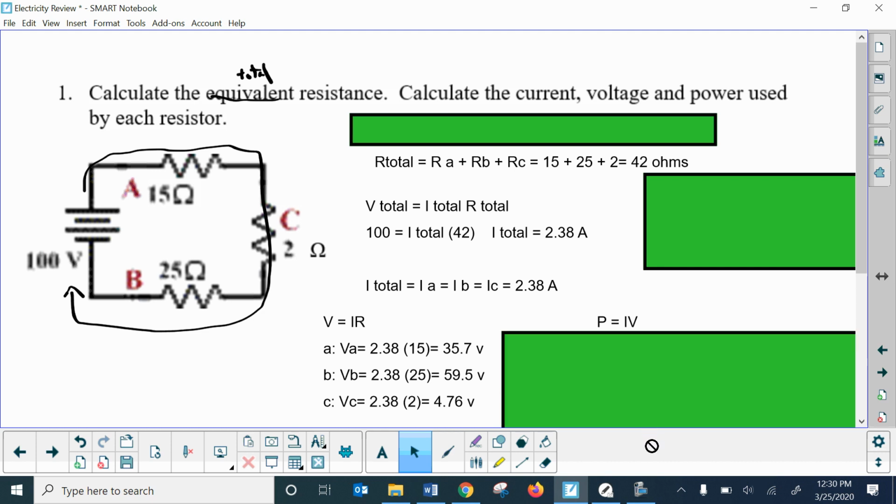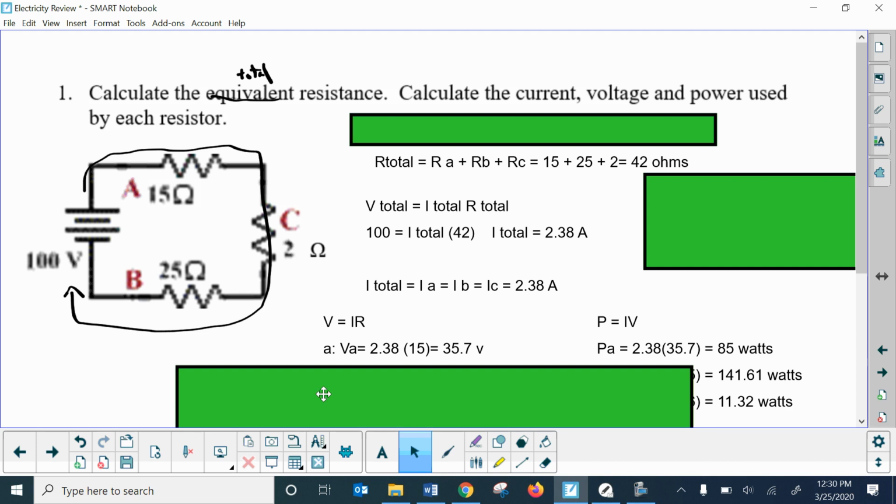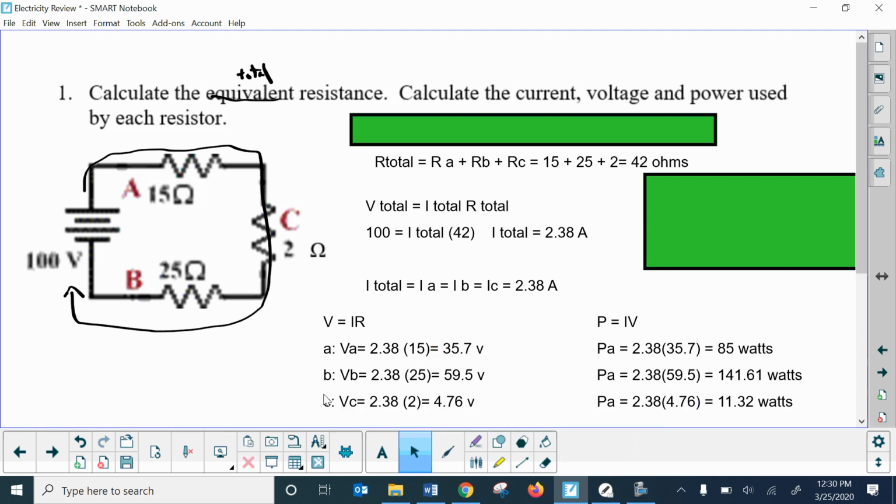So when you do that, you should take that current, which is still 2.38 for each one, and multiply it by the answers you just got here for the voltages. So 2.38 times 35.7 gets you somewhere close to 85. I think I rounded that one.